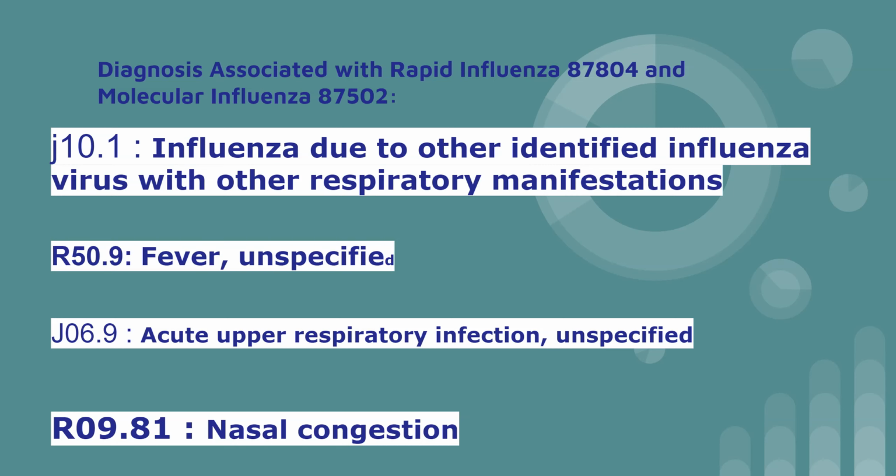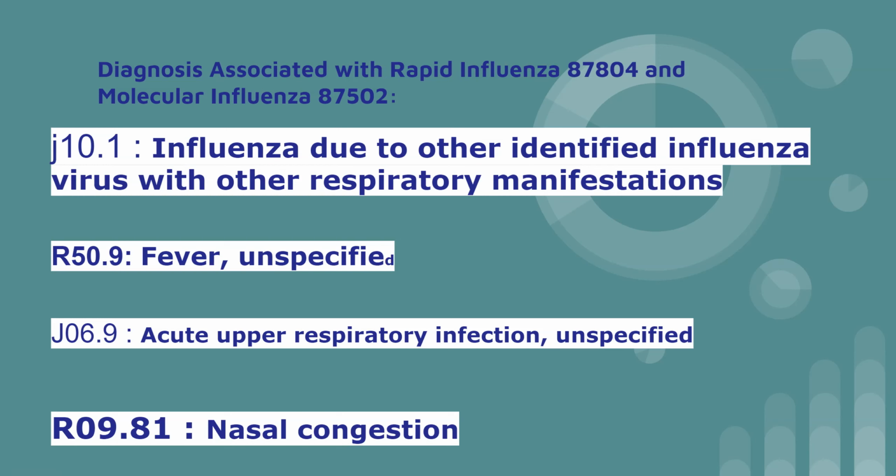So of course, if you see fever and URI, which most likely you will see, then put the fever first, URI next. But if you put URI first and the fever next, nothing happens, we still get paid. But this is the order preferably you follow. If you see all of these diagnoses, which is going to be very rare, you can put J10.1, R50.9, J06.9 and nasal congestion in that order.